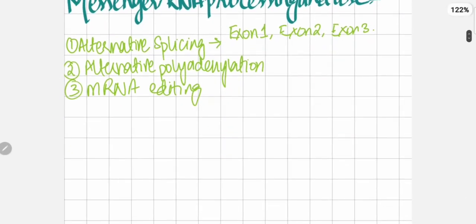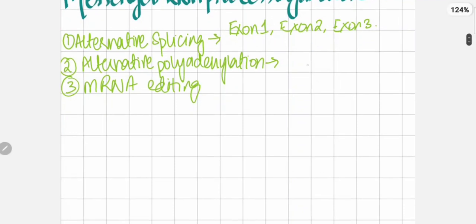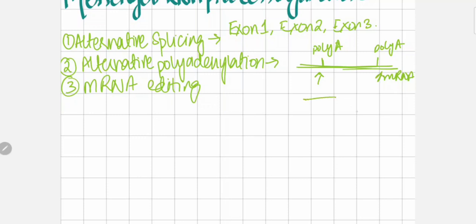Then we have alternate polyadenylation. I'm going to go over it briefly. In alternative polyadenylation, for example, this is our mRNA. Our mRNA is going to have different poly A tail sites, and it is now going to get alternately cleaved, and that is how you will have different mRNA transcripts from one mRNA.